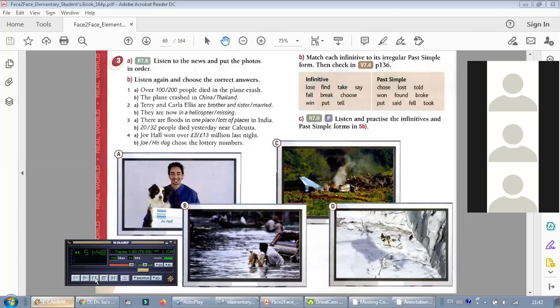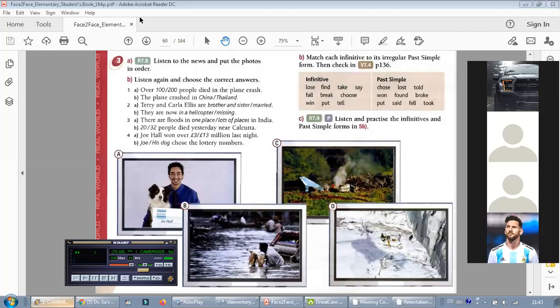Okay, so let's put the photos in order. What's the first photo they talked about? C. Correct, yeah. The plane crash. The plane crash was the first news. The second, what's number two? D. Very good. Mount Everest. Yeah, the Mount Everest. B. Number three? Yes. Flood. B, very good. Number 3B, the floods. And number 4 is A. Number 4 is A.